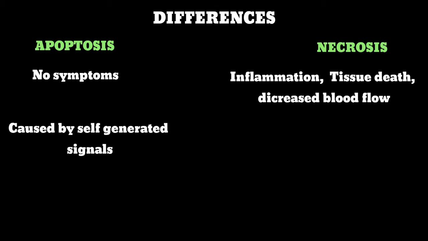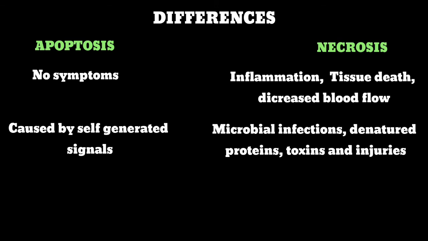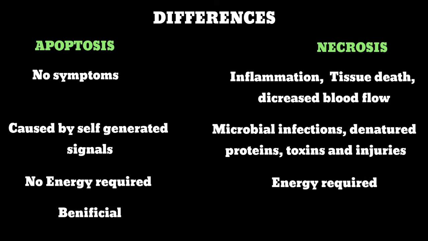necrosis. Apoptosis is caused due to self-generated signals within a cell. Necrosis is caused by microbial infections, denatured proteins, toxins, and injuries. Apoptosis does not require any energy, but necrosis requires energy to carry out the process. Apoptosis is said to be beneficial, but necrosis is always detrimental and harmful.